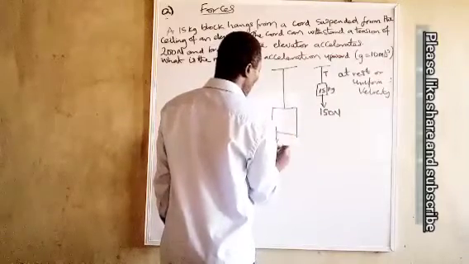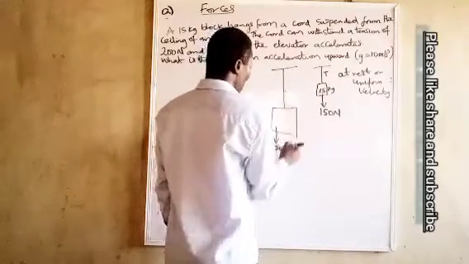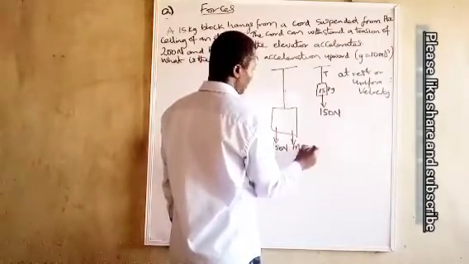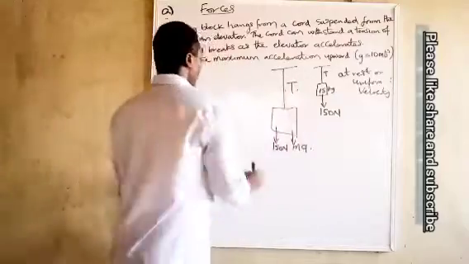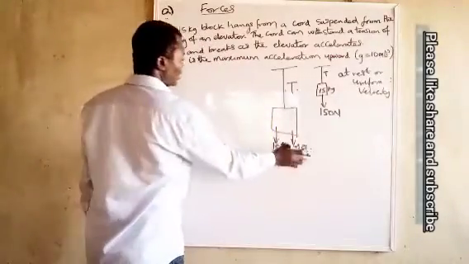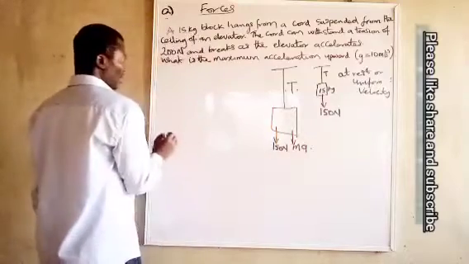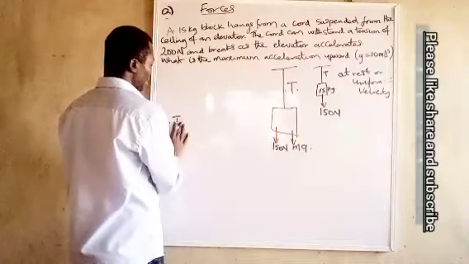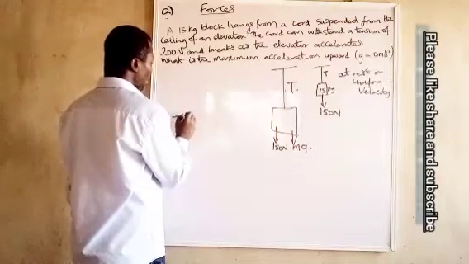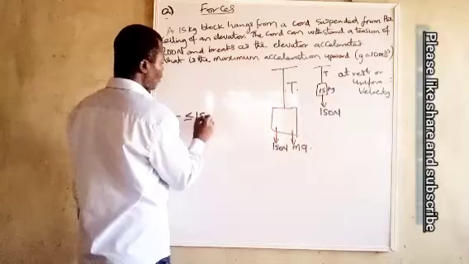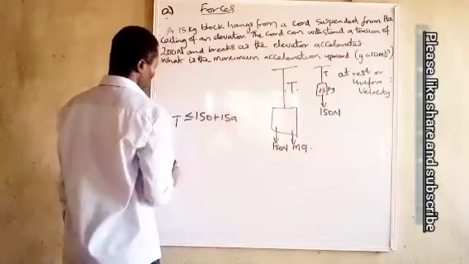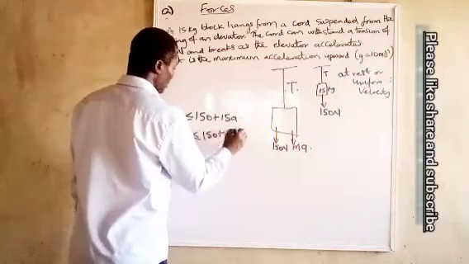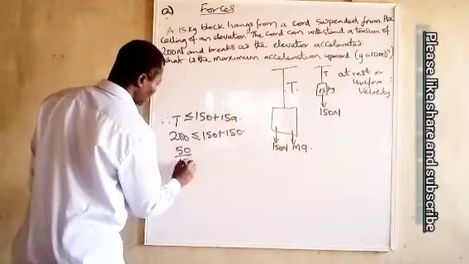We are going to have 150 newton again on this rope, because as it is moving, extra force will be added here. There will be extra ma. So for this not to break, this A must not exceed a certain value. Therefore, T is equal to or less than 150 plus 15A, and that is 200. 150 plus 15A. So 50 over 15.